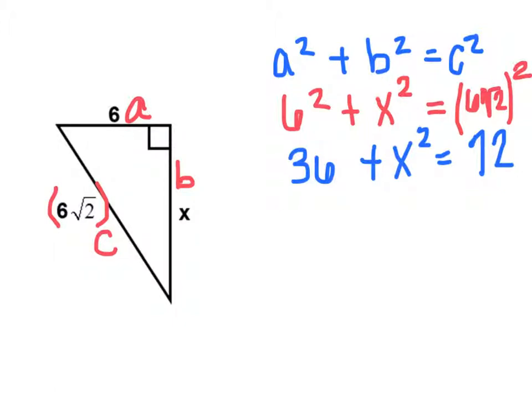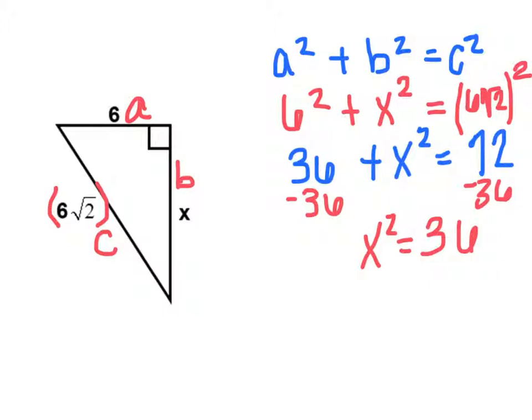Now we have to solve. We'll subtract 36 from both sides. So we have X squared equals 72 minus 36, which is 36. Then we have to get rid of the squared. We do so by taking the square root. So X equals the square root of 36, which is 6.